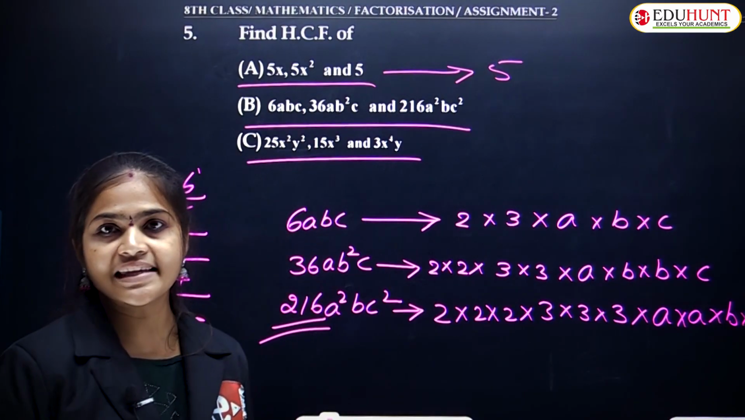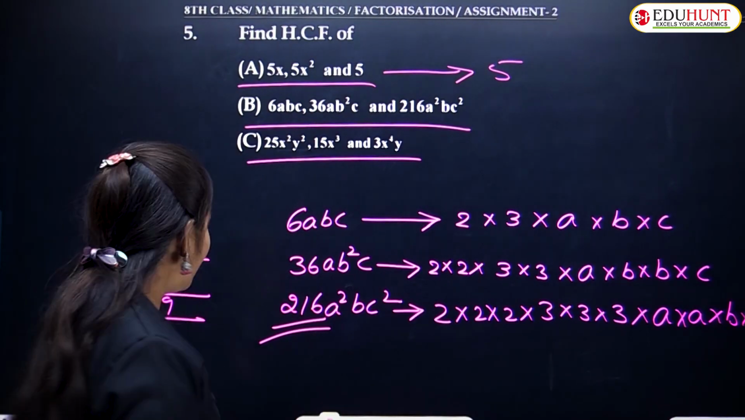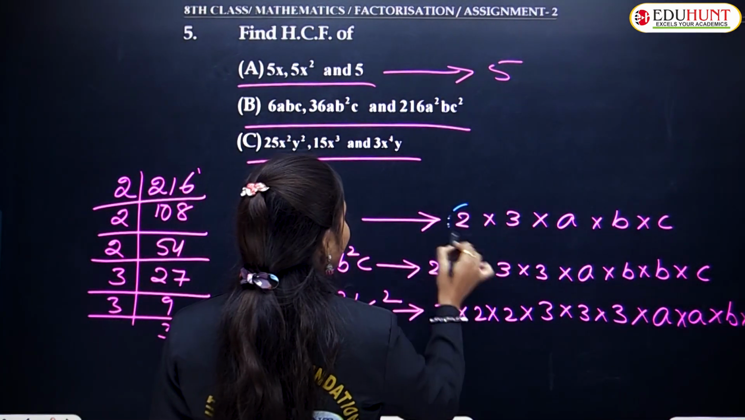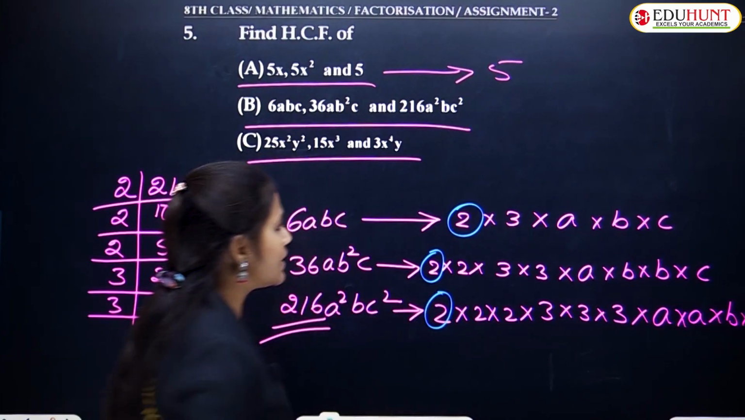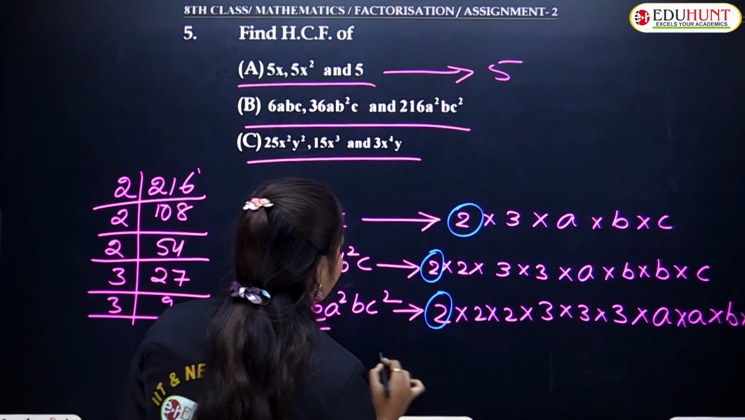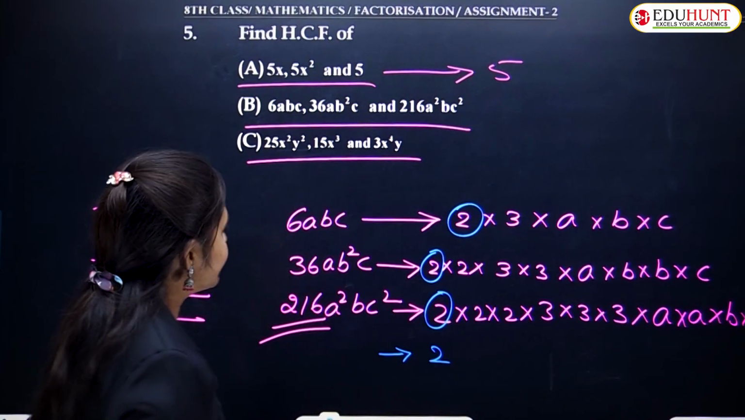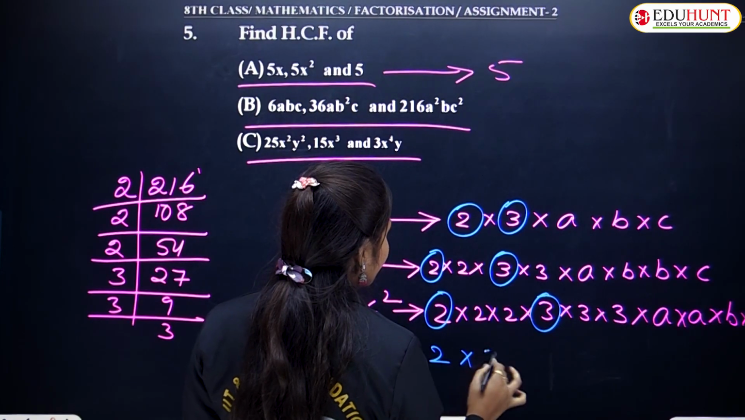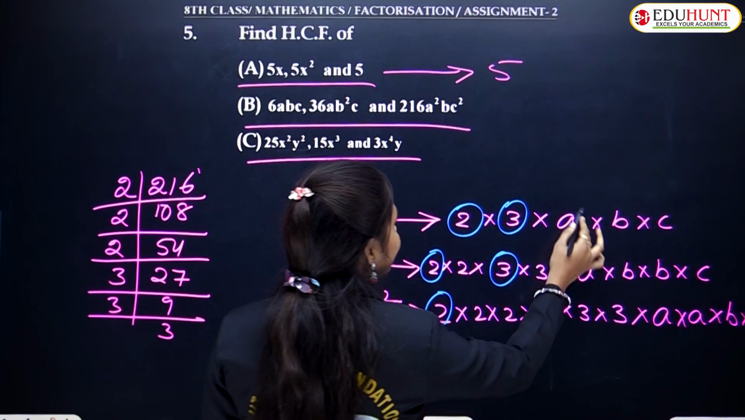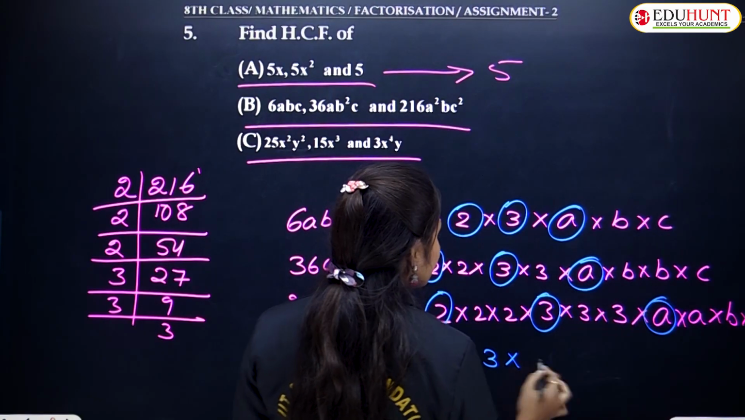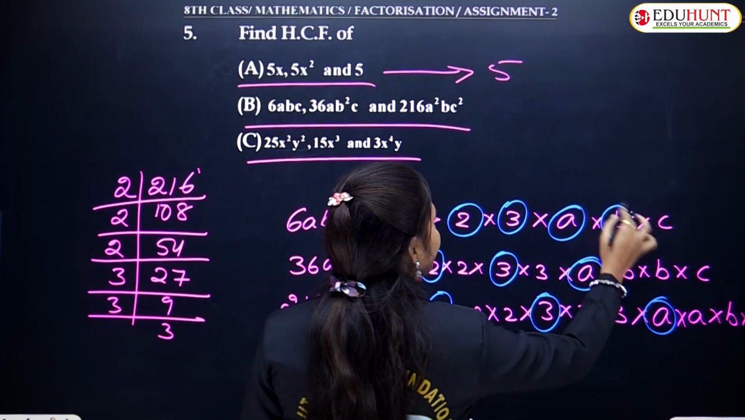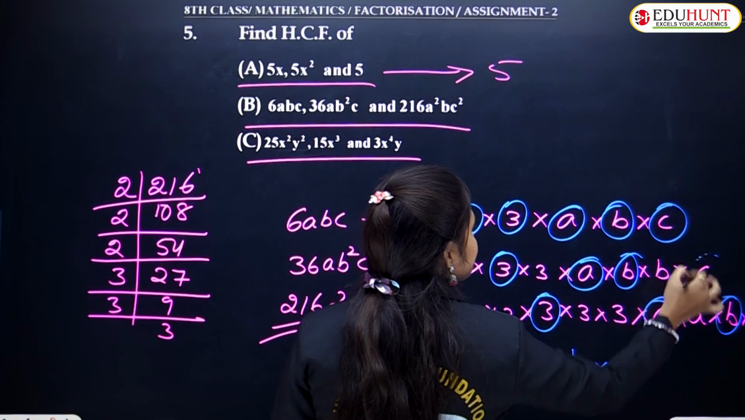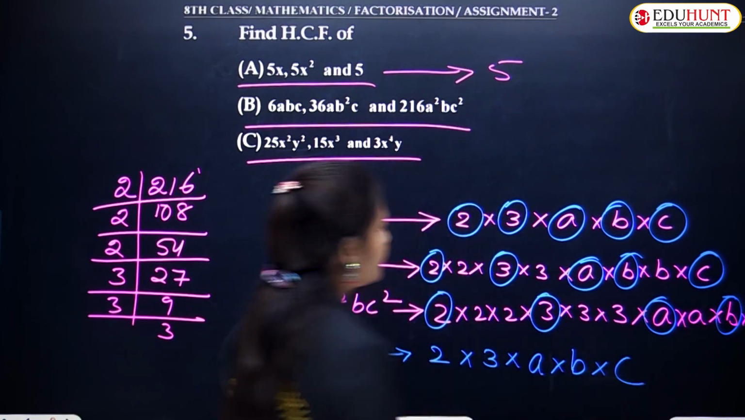Now what they're asking here is that we need to find the HCF. So see here, common factors. Here 2 is there, here 2 is there, here also 2 is there. Understand? So the first common factor is 2. Next here 3, 3, 3 into 3, and here a is there, here a, and here also a is there, a into b, b, here also b, into b, into c, c, c, into c.